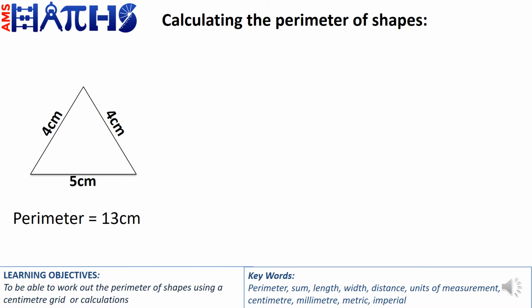For this slide, we are looking at calculating perimeter of shapes where the lengths of the sides are given. And so for this triangle, which has 3 sides, the 3 measurements are written on. And so we add those 3 sides together. 4 plus 4 plus 5. That gives us a total of 13 centimeters. So the perimeter of that triangle is 13 centimeters.